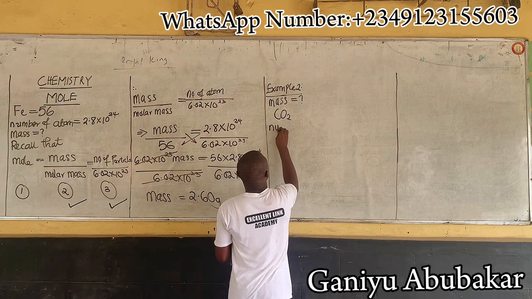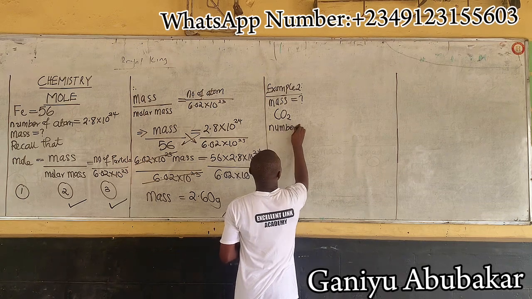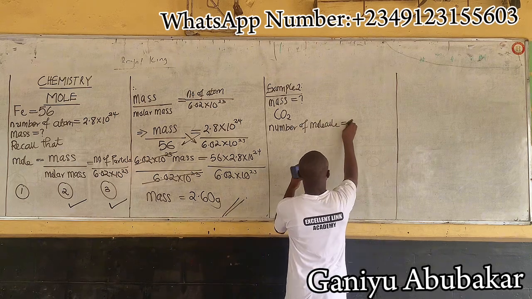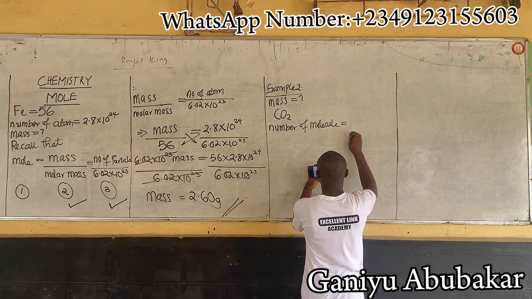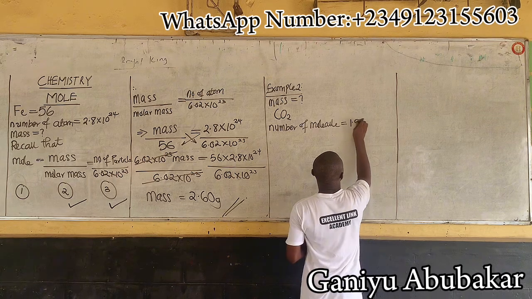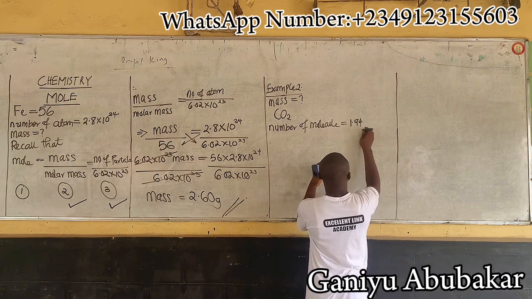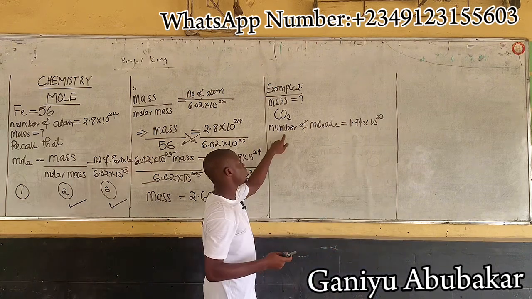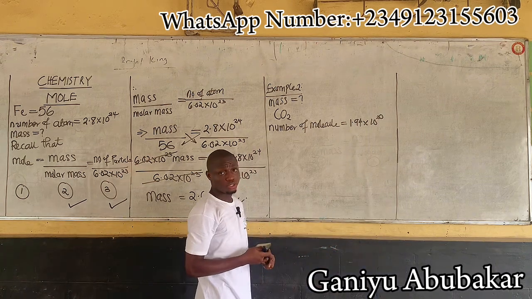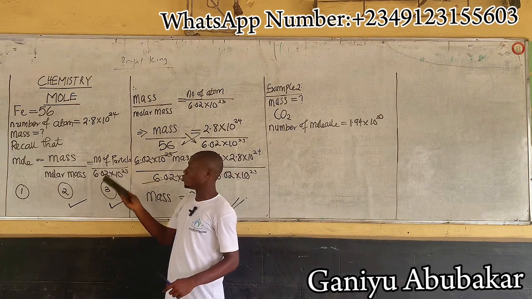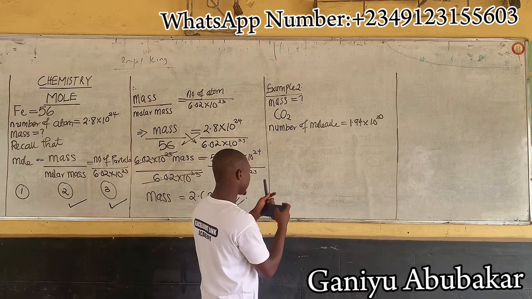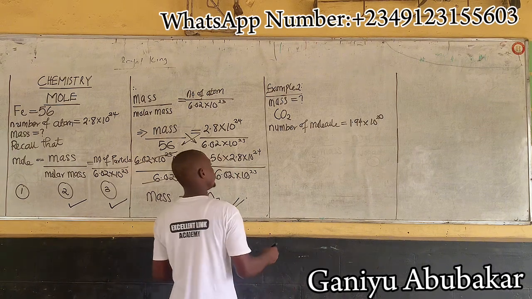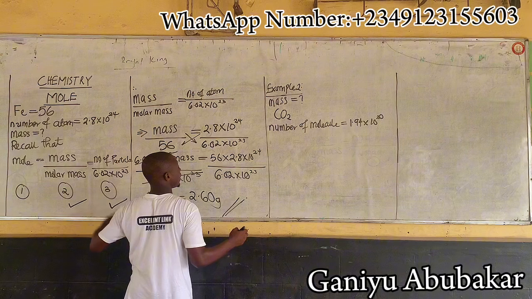So the number of molecules given here is equal to 1.94 times 10⁻20. This molecule represents the number of particles that we usually use, that concept of number of particles. I'm looking for mass, so it's quite easy. First things first, let's recall this.